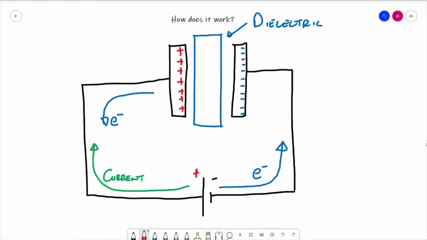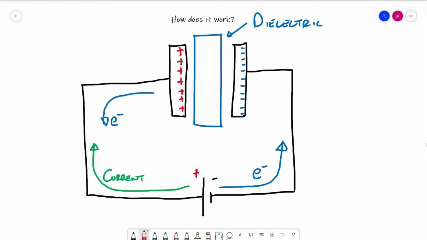Otherwise, we've just got two plates, and with a big enough potential difference between those two plates, the electrons can move across the gap. If it's filled with air or a vacuum or something like that, they can just very simply move across the gap and continue that current flowing. And obviously, when it comes to a capacitor, that's not the point. We want to store the charge on the capacitor rather than just have that charge flowing round and around and around.